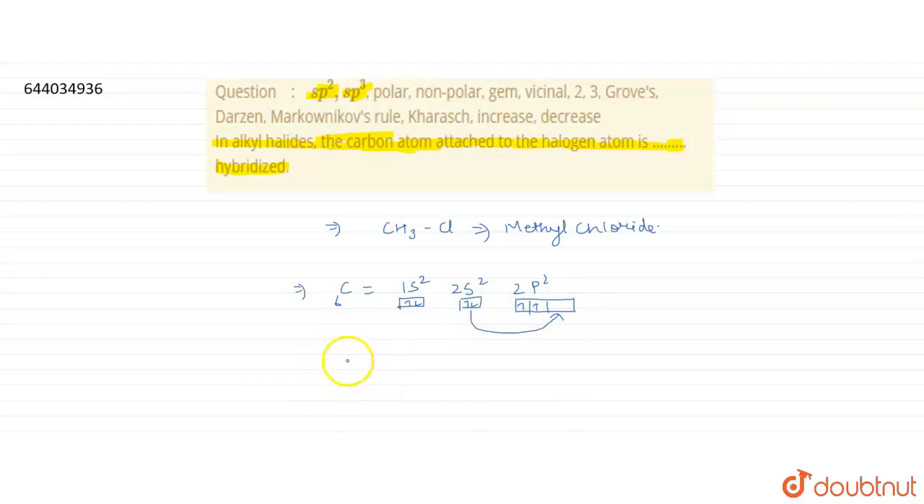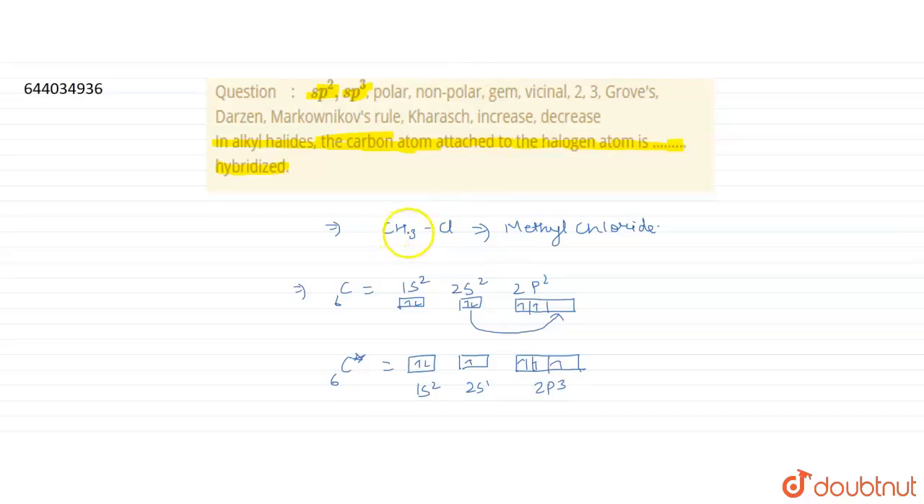So its excited state electronic configuration will be like this: 1s2, 2s1 and 2p3. This single electron from the 2s orbital will be transferred to the 2p orbital when the carbon goes into the excited state to form the molecule. So this is the basic electronic configuration in its excited state.